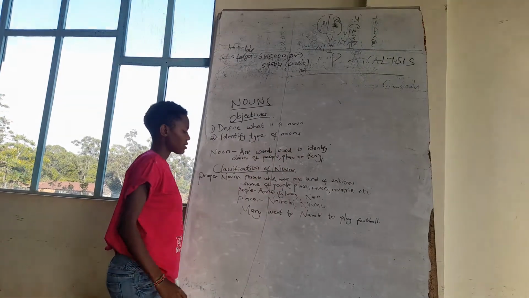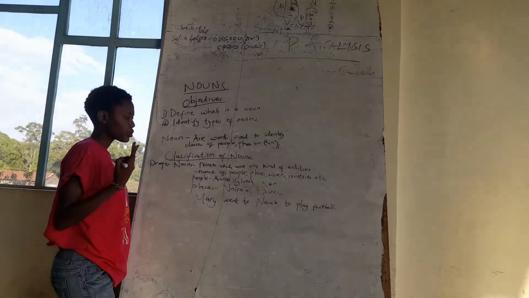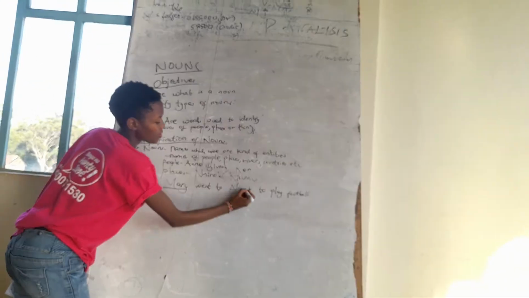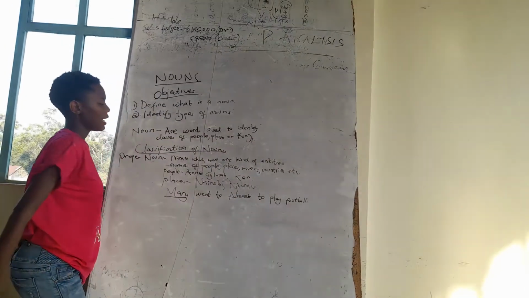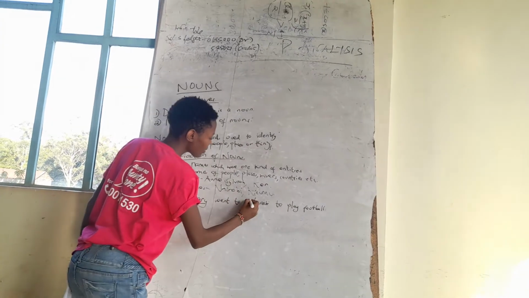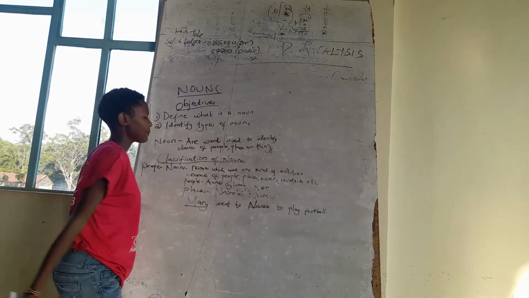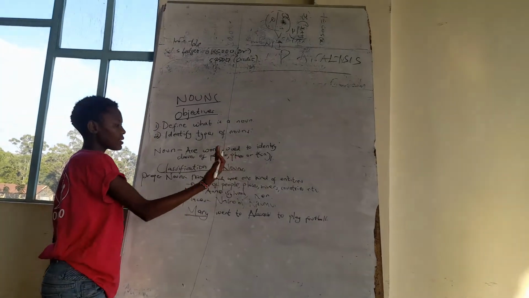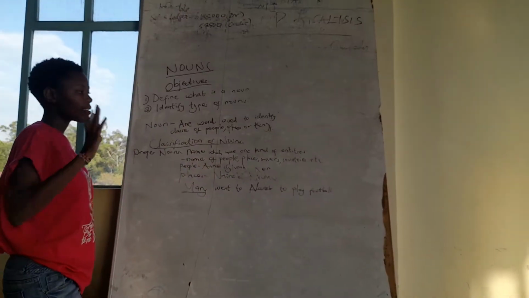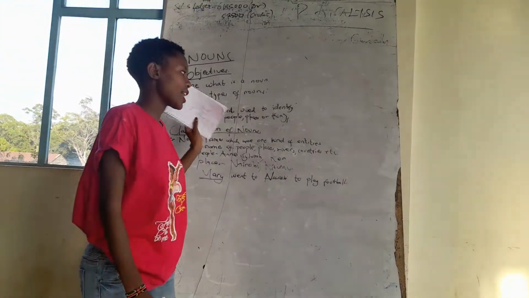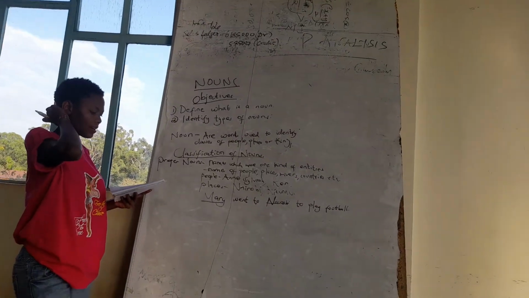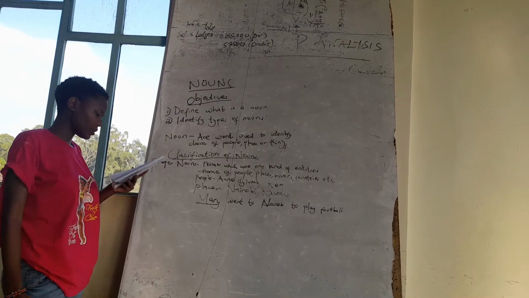In this sentence, notice that we have 2 proper nouns, Mary and Nairobi. Despite the fact that Nairobi occurs in the middle of the sentence, it begins with a capital letter. Names of places, we have Nairobi. Rivers, we have River Yala, River Nzoia, River Tana. Countries, we have Kenya, Tanzania, Russia, Iraq. So I'm going to move to the next, which is common nouns.